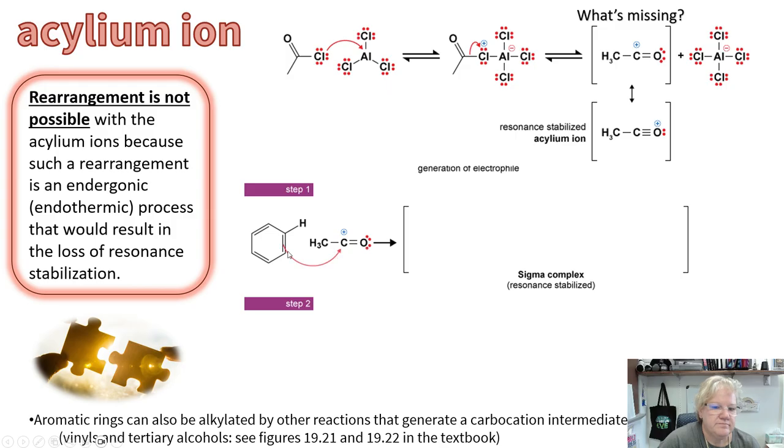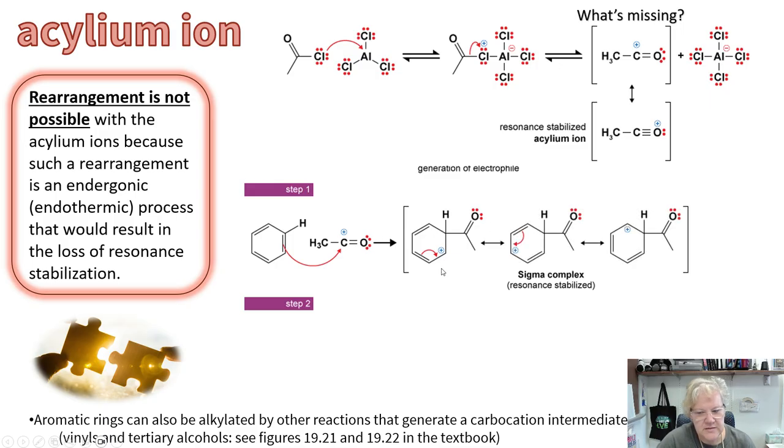Pi system goes into, the electron density goes into the carbon. So direct right at the positive site. We do get this here because we're forming a bond between this carbon and this one. We form our carbocation, which again is resonance stabilized.